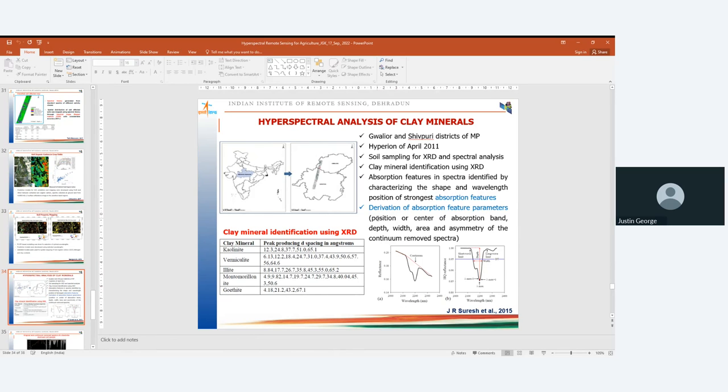So these are the absorption feature parameters: mainly the position of the center of the absorption band, the depth, the width, the area, and asymmetry of the continuum removed spectrum. And the clay mineral identification is done using the XRD. These are the different peak producing d-spacings in Angstrom, corresponding to various clay minerals like kaolinite, vermiculite, illite, montmorillonite, and perthite.